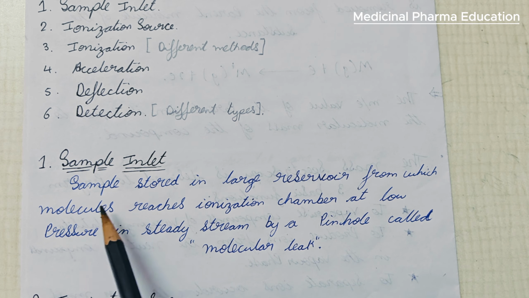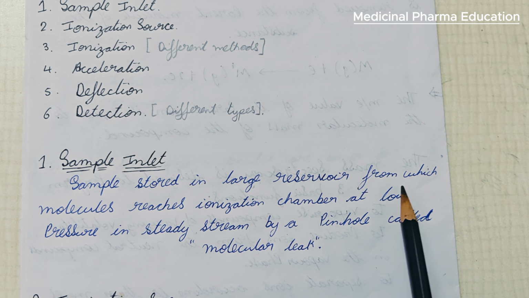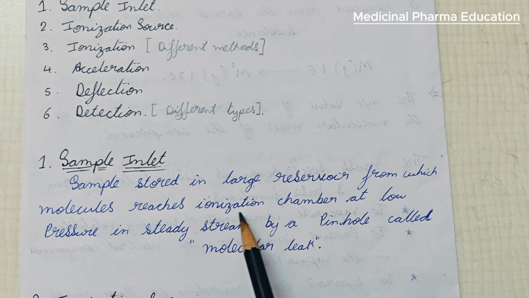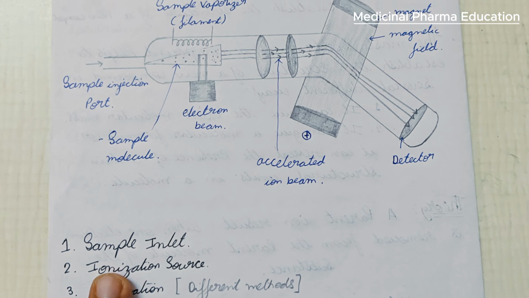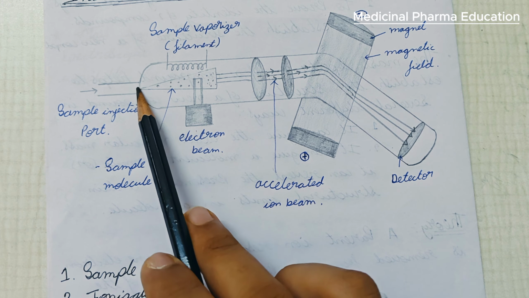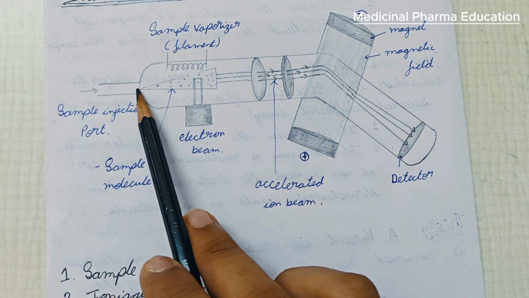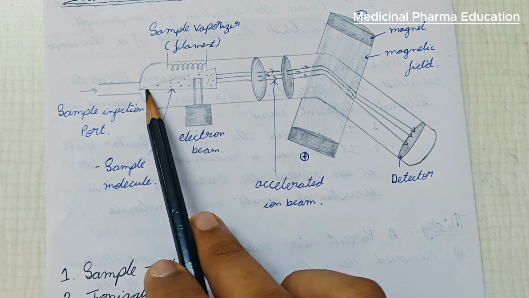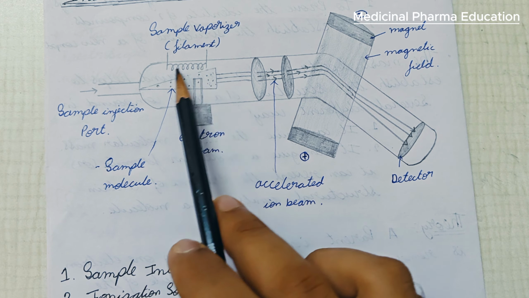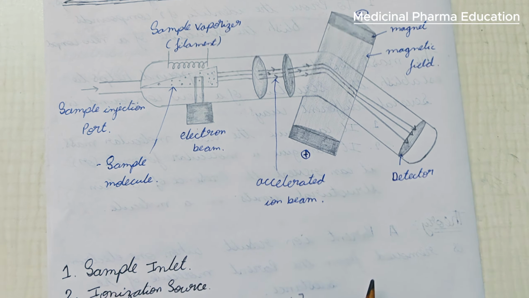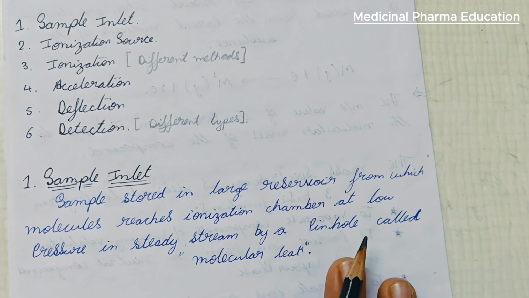The sample is stored in a large reservoir, from which molecules reach the ionization chamber at low pressure in a steady stream through a pinhole called a molecular leak. As I said, here it contains a molecular leak. It is a pinhole where the sample is sprayed uniformly into the analyzer. This is the sample inlet.